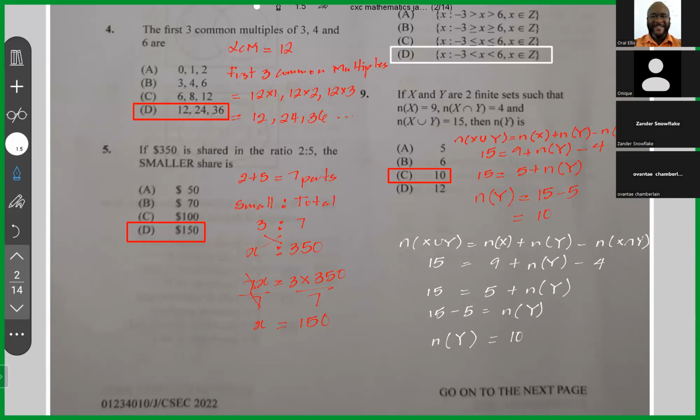Number 5 says, if 300 is shared in the ratio 2 to 5, the smaller share is? Now, if you share something in the ratio 2 to 5, what you have actually done is divide it into 7 equal parts. The person who gets the smallest share will get 2 parts, and the person who gets the larger share will get 2 parts. All right, so I made an error here.